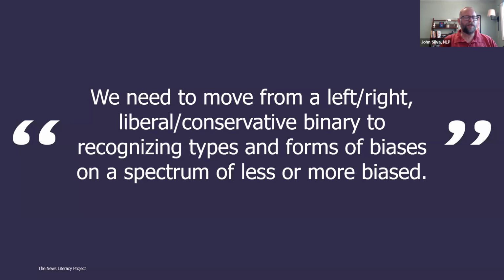And so an important thing that we want to move towards is trying to get away from only thinking about bias in terms of left or right, liberal or conservative. What we want to think about is more of a spectrum of bias, whether something is less or more biased, and in what ways. And that's where those types and forms of bias come into play.